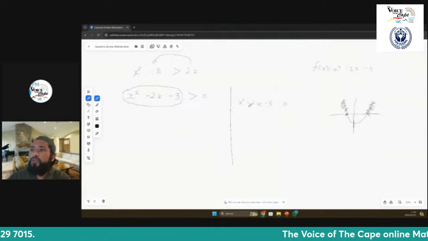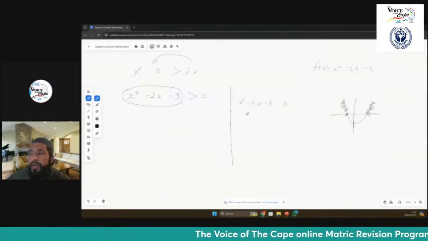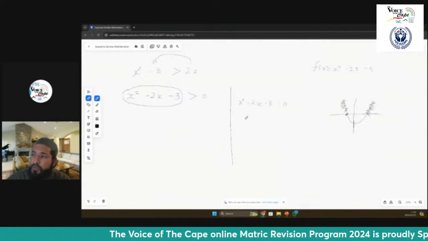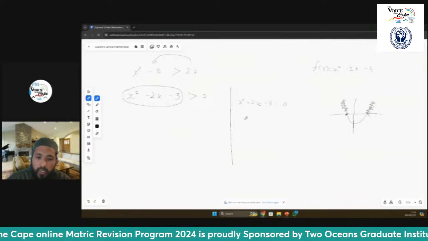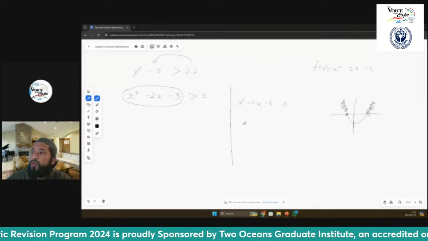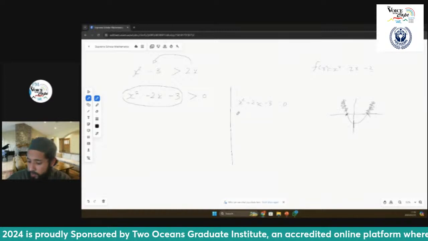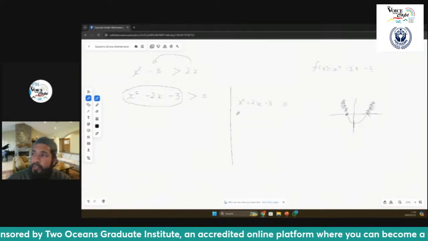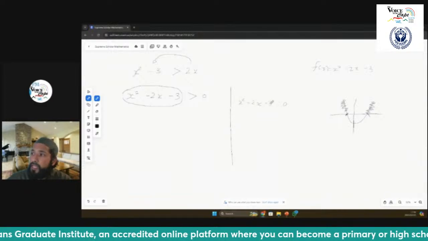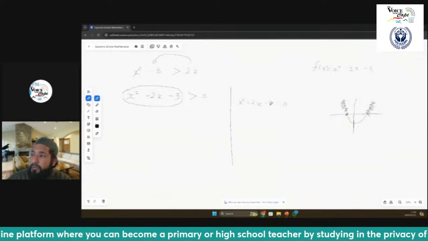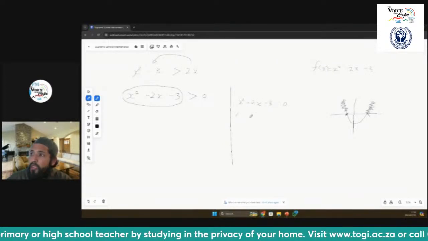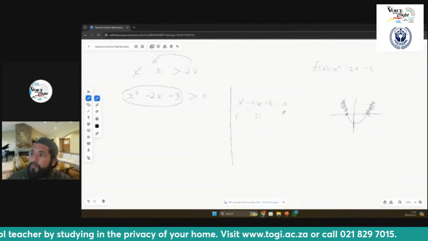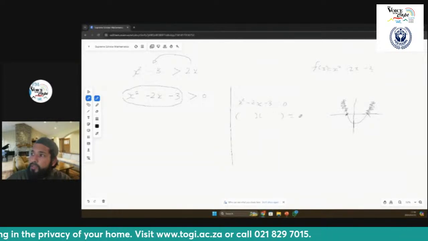Now you can use the quadratic formula, x is equal to minus b plus or minus the square root of b squared minus 4ac, over 2a. Or you could use factorization. I'm not going to go through this again because we have done this. If you factorize, you need two numbers that multiply to give 3, and if you add them you get -2, then you will come out with the two brackets equal to 0.